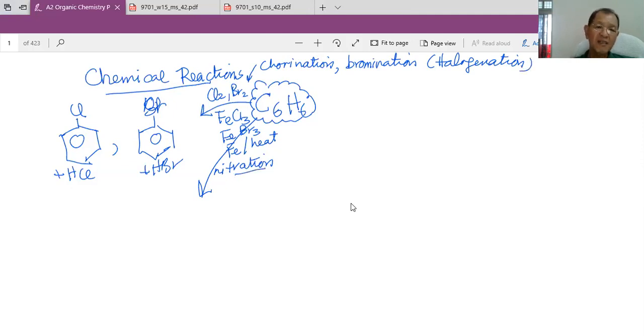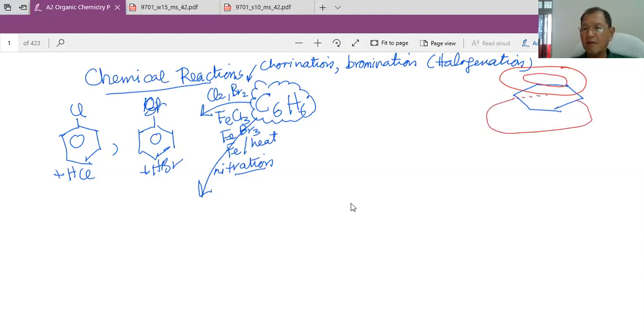How do you make this into something that will attack here? Remember, the benzene ring is rich in electrons. I'm going to change the color. We have the delocalized pi just on top. Okay, so that is our electron cloud. This is called the pi electrons.